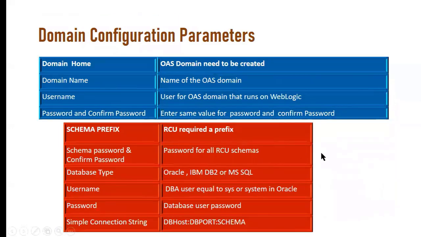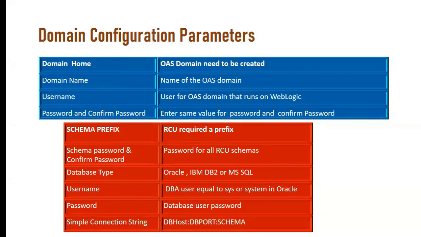When you're going to configure this domain, there are different parameters which you're going to use. The domain host, where you want to store this OAS domain, that is a domain path. Domain name, you can name any OAS domain as per the requirements of testing or production. Whatever the requirements you have, accordingly we can name that domain. Username, that is what you use whenever you log into the WebLogic admin console or EM console, that username and password will be entered here.